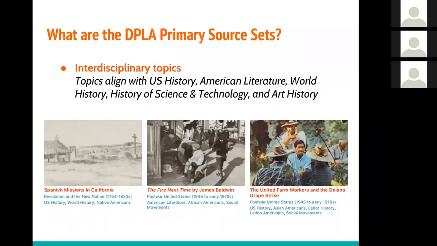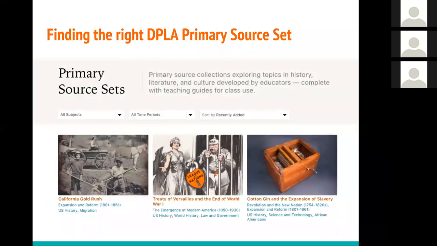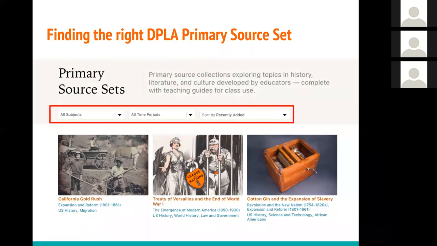So now that you have a quick sense of what the sets are, I'd love to look at how to find ones to use. So circling back to that main primary source sets page, I'd like to draw your attention to the set of filters and search menus at the top of the page there.